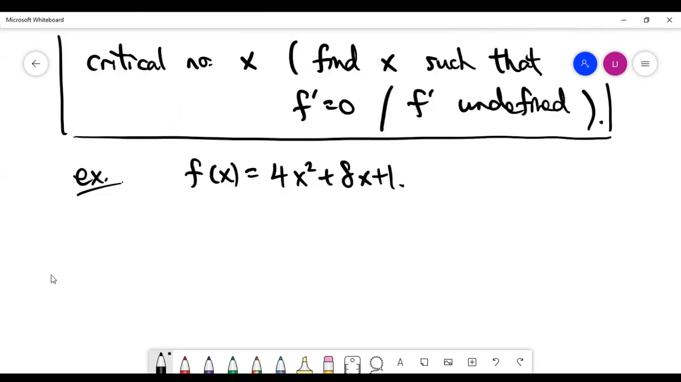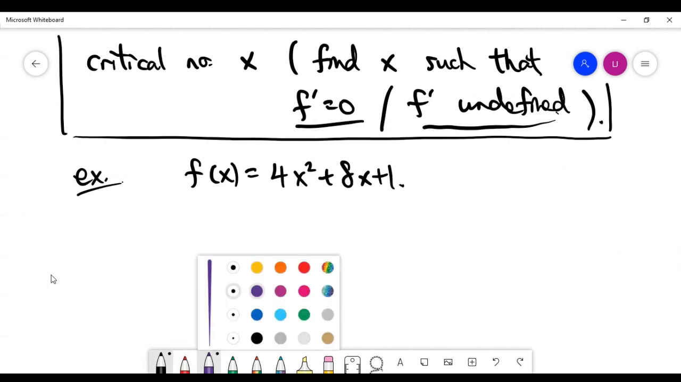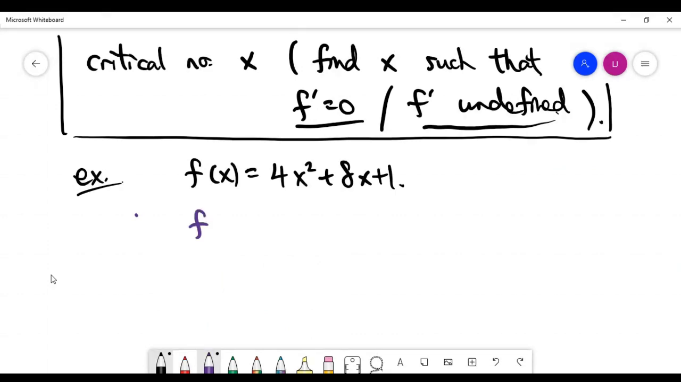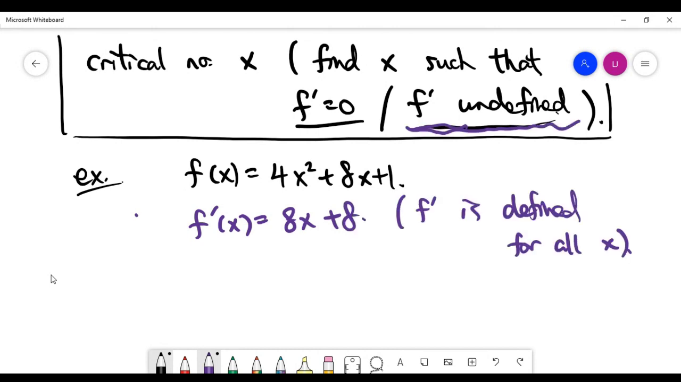So please look at the current problem, and just to remind you, to find the critical number x, you need to solve either one of these two equations. Either f prime is 0 or f prime is undefined. So let's look at the current example. Let's find the derivative first. The derivative of f now is 8x plus 8. There's no chance you can get any point x where the polynomial is undefined. And so we just need to solve f prime equals 0 now.